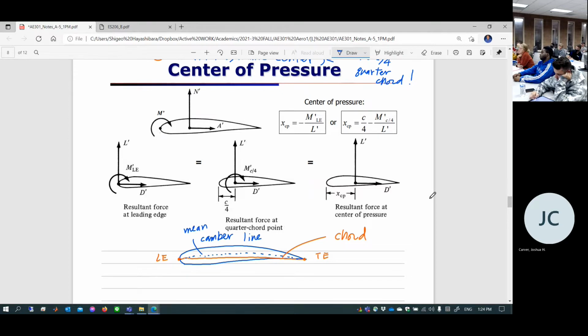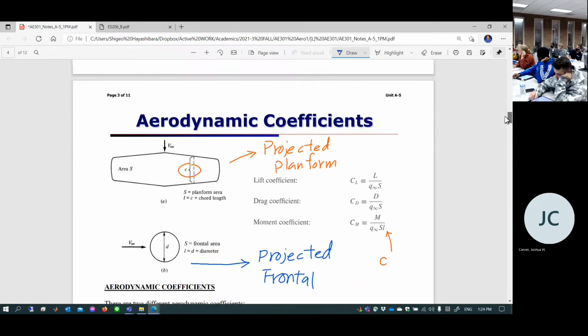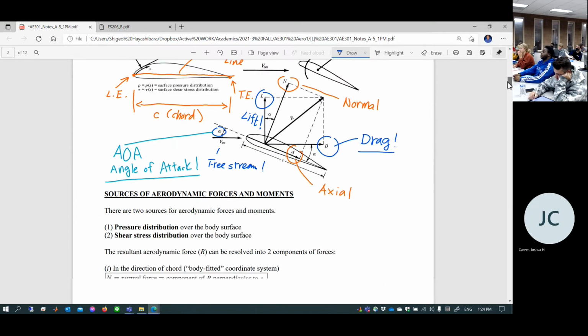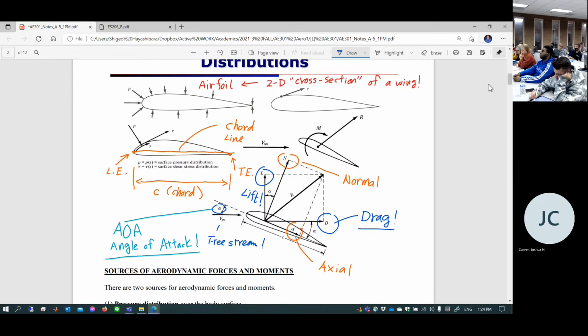Let me repeat. Okay? So resultant force. I'm going to go back once again to the top of A5, all right? Okay, top. Here we go. So this is the first page of unit A5. Of course, we know because of the pressure and shear stress distributed all over the surface, you can integrate from leading edge to trailing edge to determine resultant force, and then this resultant force can be placed at any location along this chord. Okay, so you can put it here, leading edge, quarter chord, half chord, trailing edge, whatever you want to, but there is a location along this chord where this moment disappears.